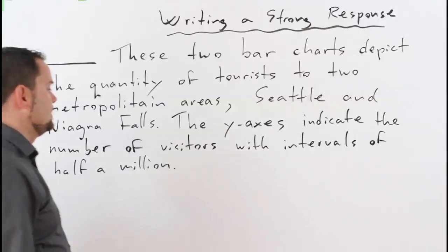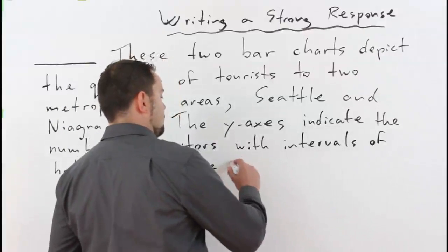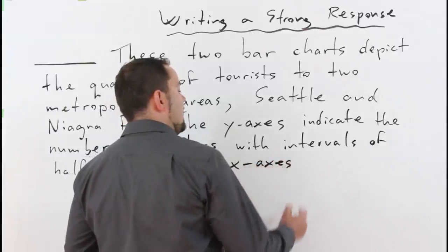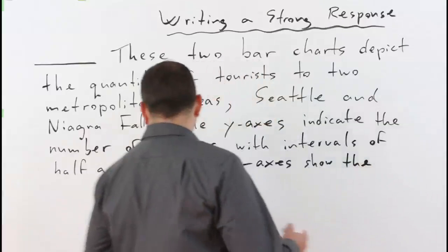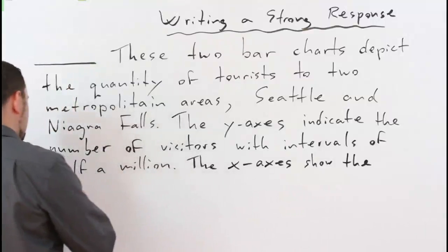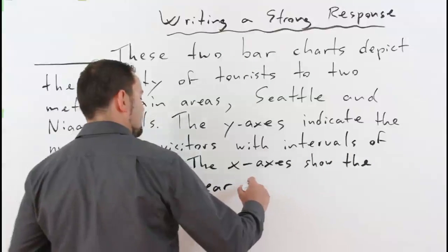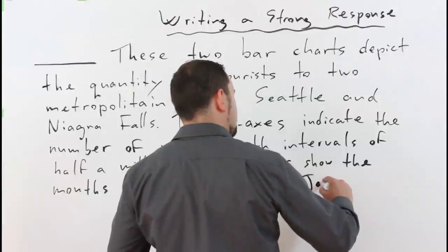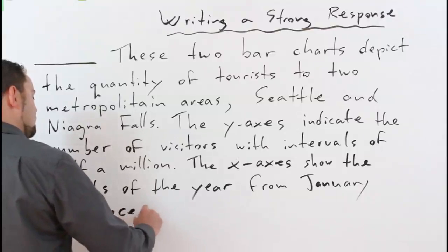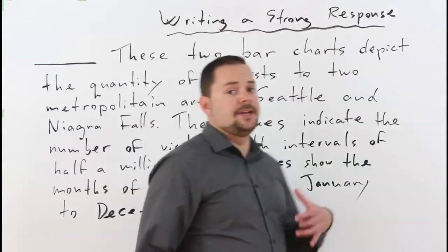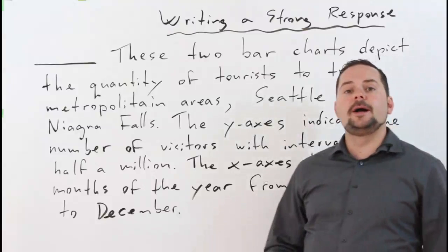Okay, and then the x-axis. So the x-axis shows the months of the year from January to December.